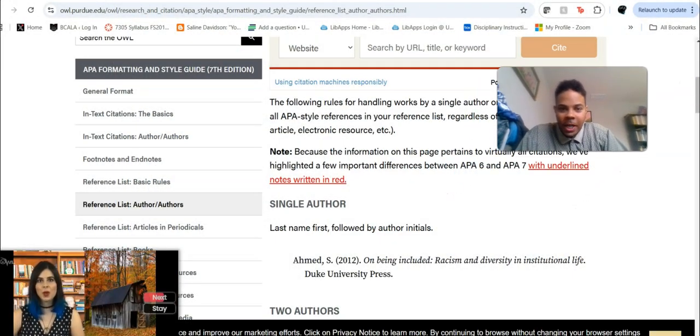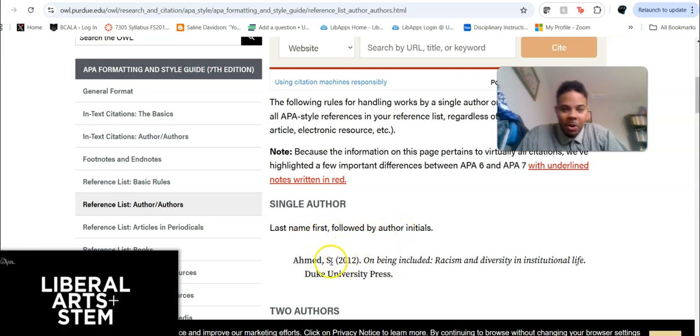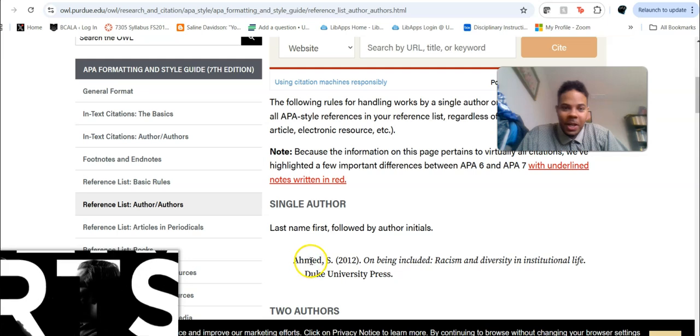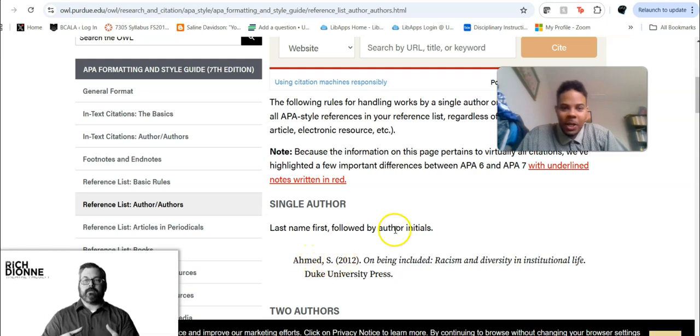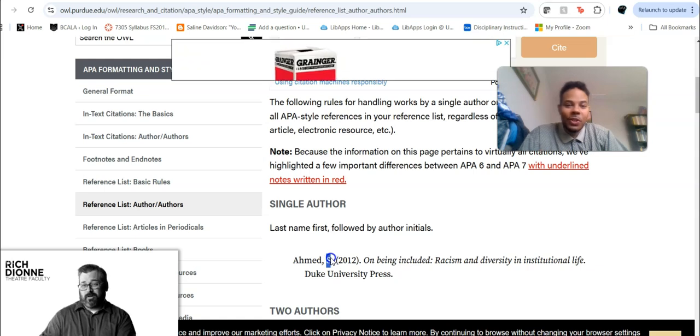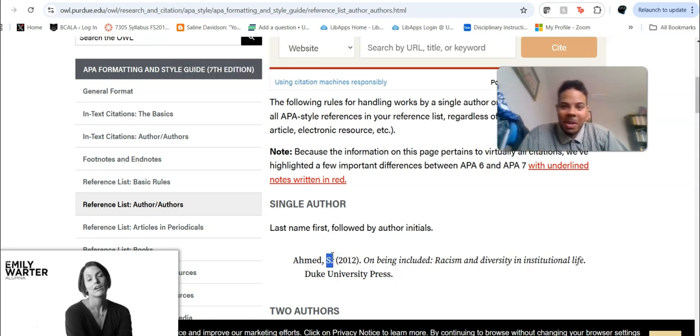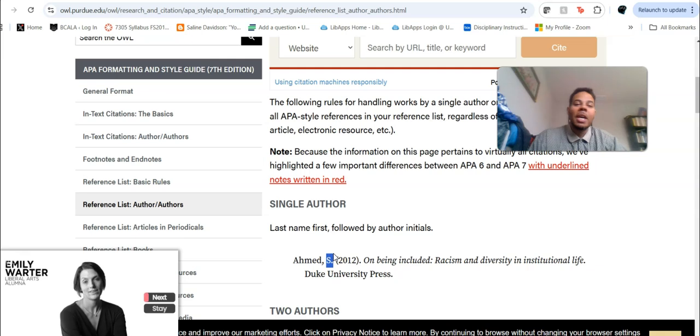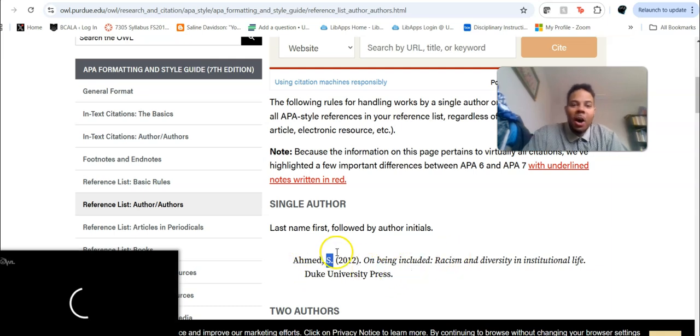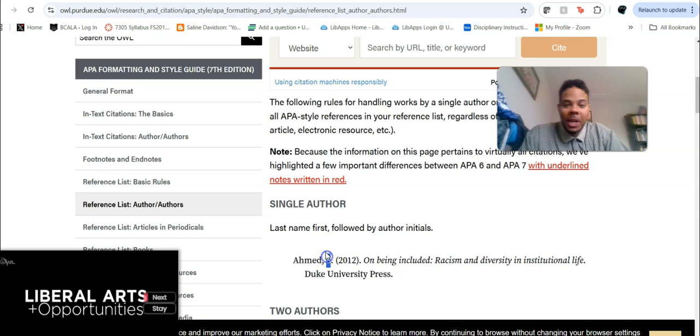It says right here, when you have a single author, last name first, followed by the author's initials, so you can have Ahmad, comma, S period. Even if we knew Ahmad's first name, like let's say his first name was, or I'm assuming male, which I shouldn't do, sorry about that. Let's assume that this person's first name was Sam, and Sam can be kind of gender neutral. If this was Sam Ahmad, you would still just put the S, even if you knew.